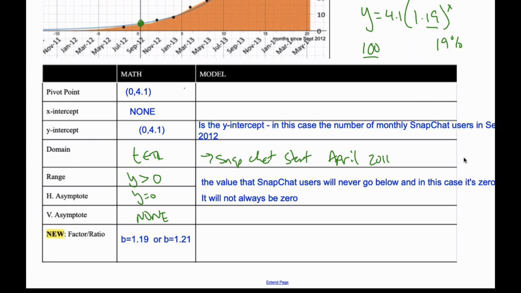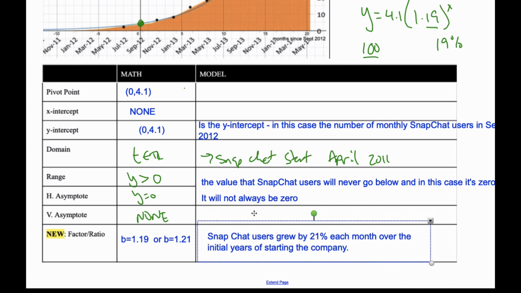And so finally, what this model means, and this is something that is really quite important, Snapchat's users in this case grew by 21% each month, and that's assuming we're using this particular b value. And so these are the key features of exponential functions. Make sure you can use the context to answer what these values mean.